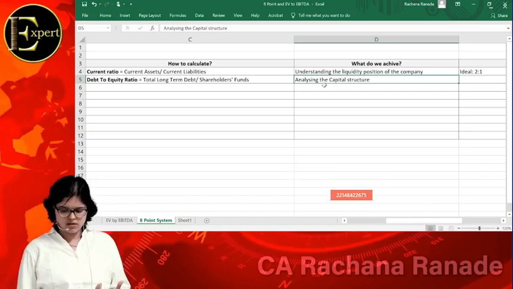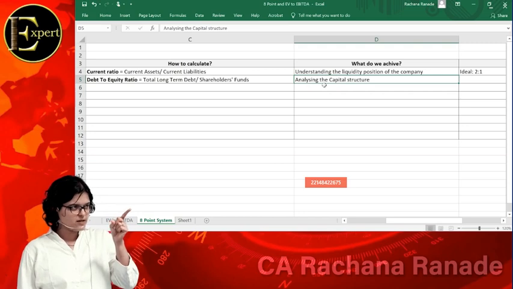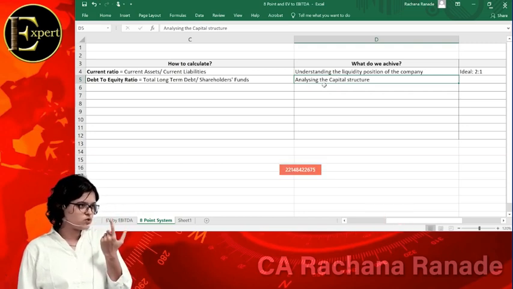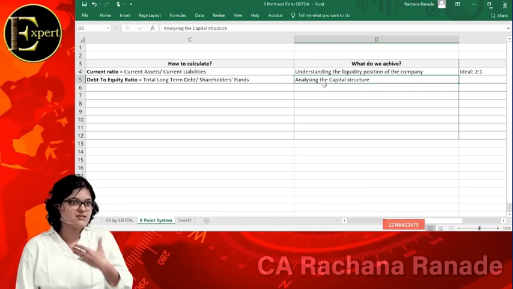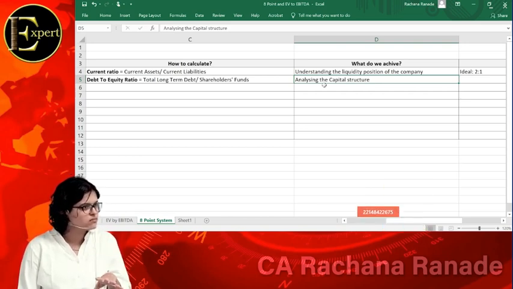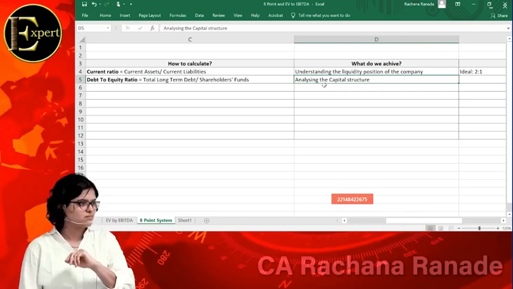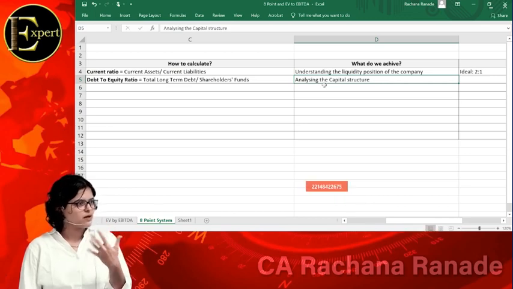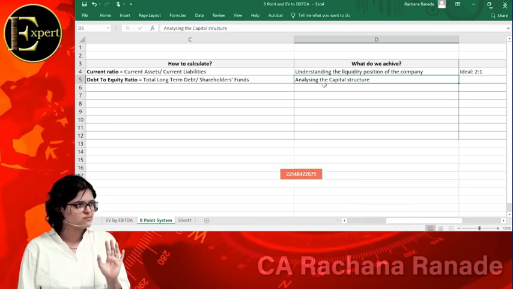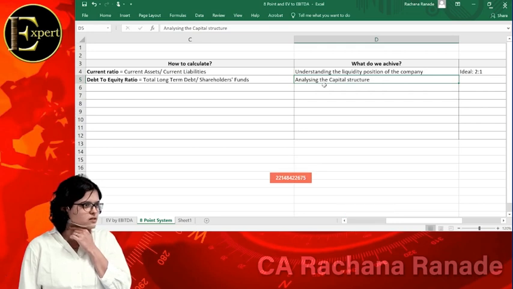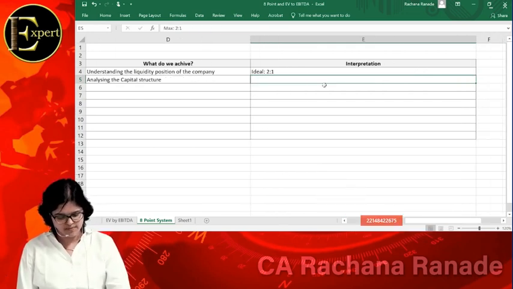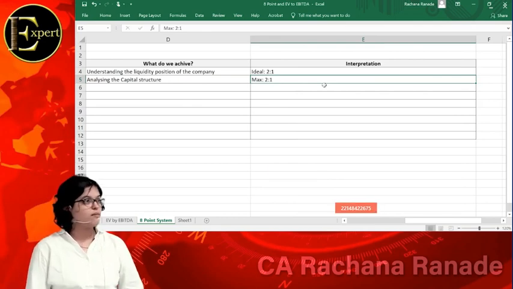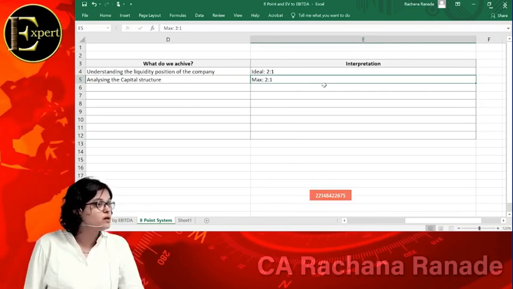Solvency means, like he said, is there any danger in future or not? Will the company remain solvent or not? If they have excessive debt, will they remain solvent? They will become insolvent. Insolvent means finished, on the verge of collapse. And the last one, again, maximum debt to equity ratio should be 2:1.